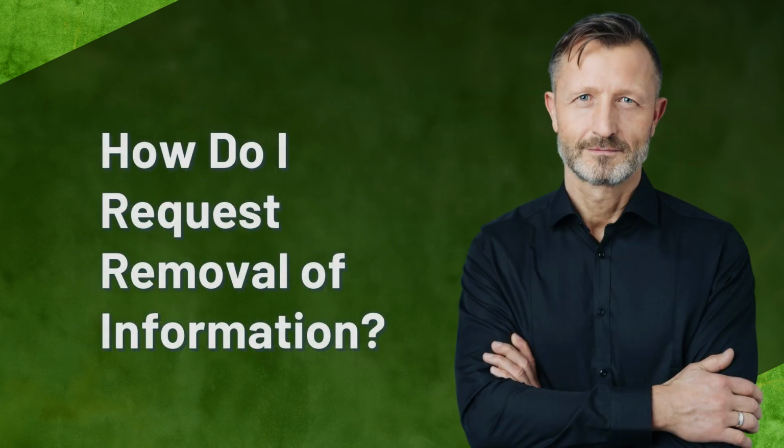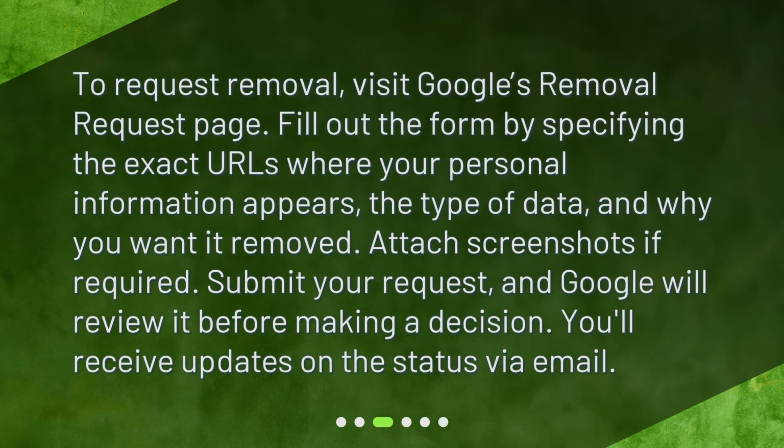How do I request removal of information? To request removal, visit Google's Removal Request page. Fill out the form by specifying the exact URLs where your personal information appears, the type of data, and why you want it removed. Attach screenshots if required. Submit your request and Google will review it before making a decision. You'll receive updates on the status via email.